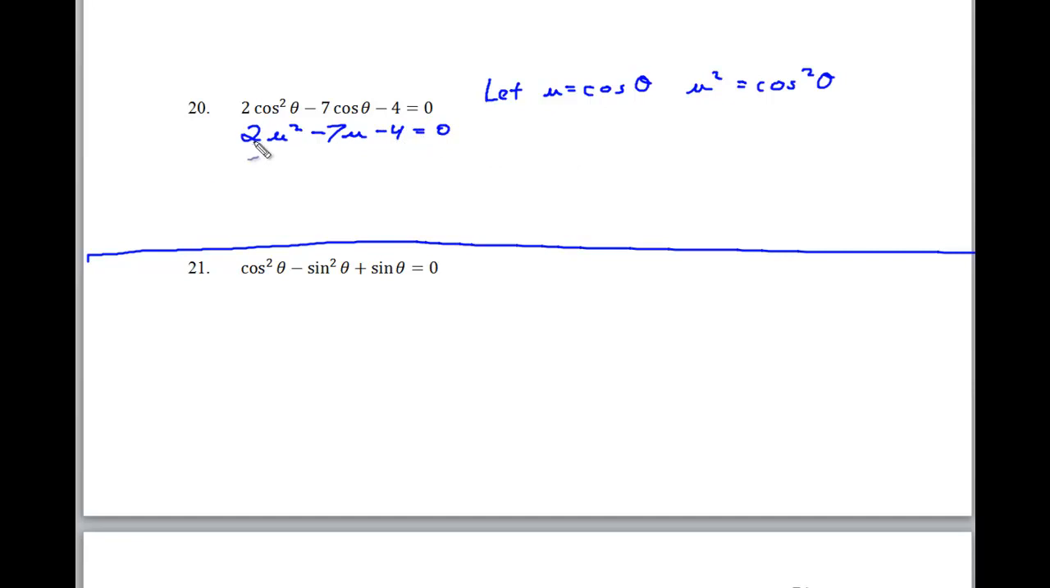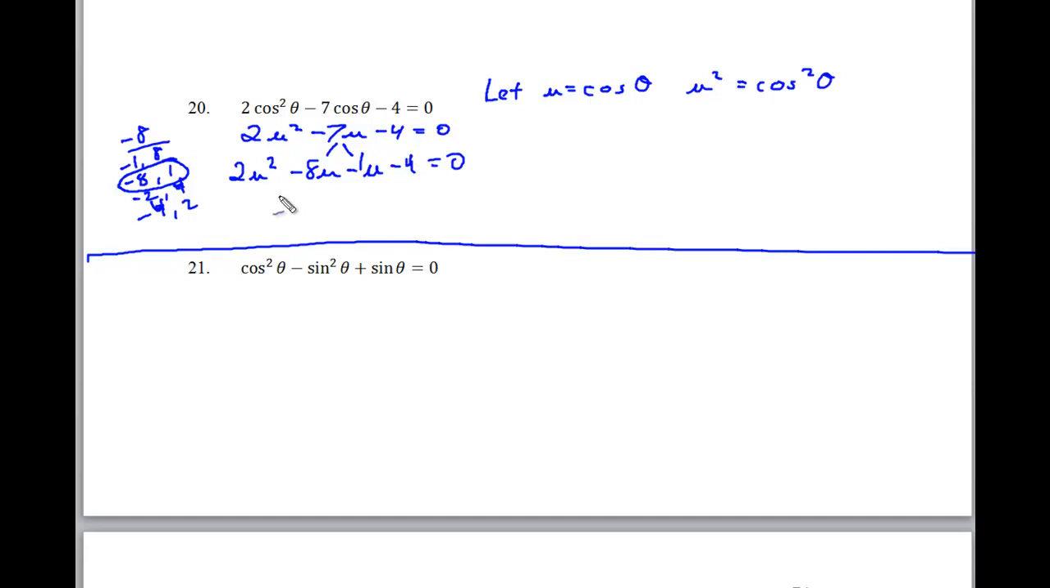So again, with a tricky trinomial, we're going to go 2 times negative 4, which gives me negative 8. And we're going to list all the factors of negative 8. So 1 and negative 8, negative 1 and 8, negative 2 and 4, negative 4 and 2. Sorry, those 4s look a little funky. So which combination makes a negative 7? That combination right there is the second one on my list. So I'm going to split this up into 2u squared minus 8u plus 1u, I can put a 1 there if I'd like, minus 4 equals 0.